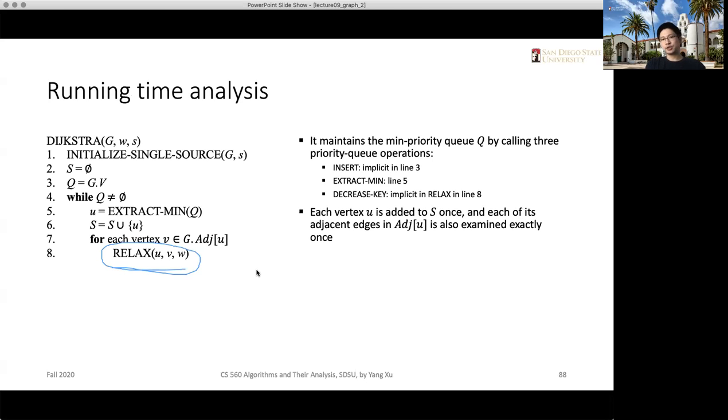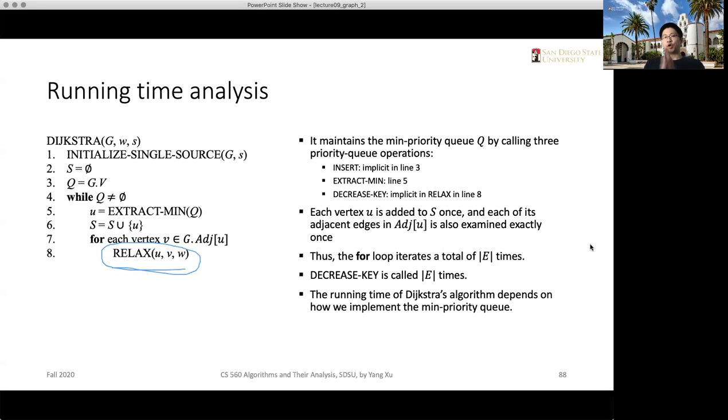So, and also, since each vertex is added to S once, and each of its adjacent edges is also relaxed exactly once, the whole for loop will iterate E times, and E is the total number of edges in the graph, okay? And the decrease key is also called E times because it is associated with the relax operation. Okay, and so the performance or the efficiency of the Dijkstra algorithm actually depends on how we implement the minimal priority queue here.